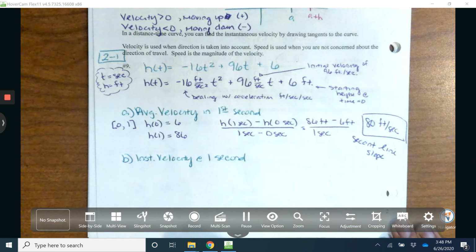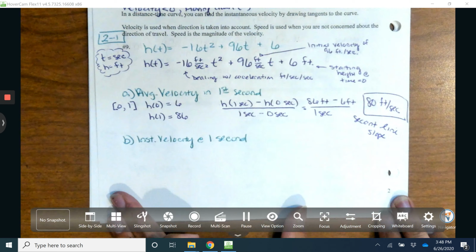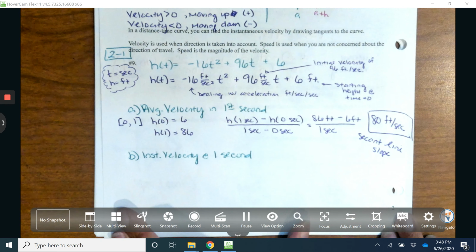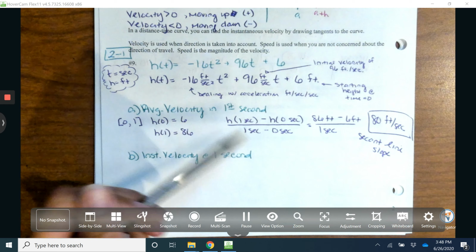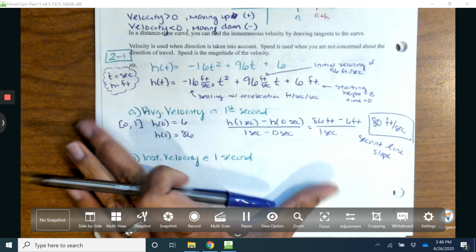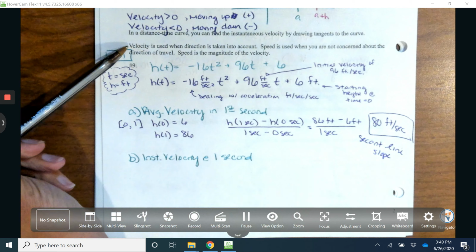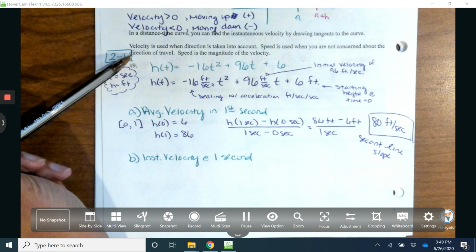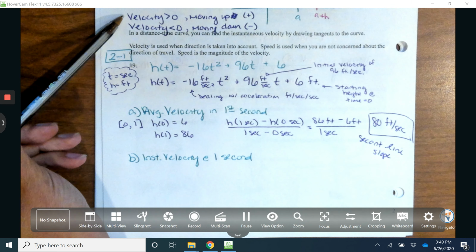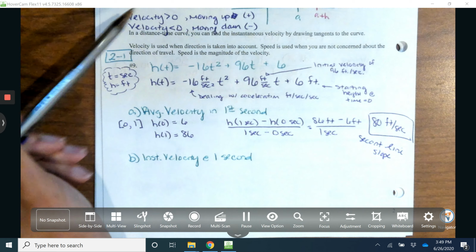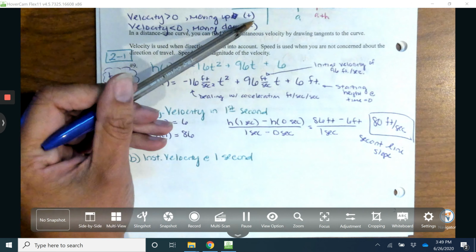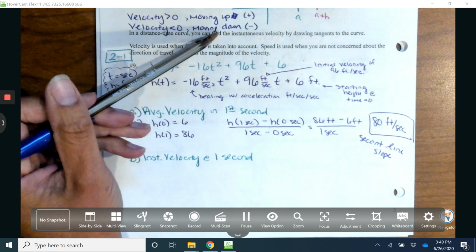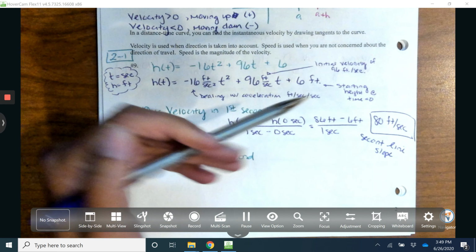Now, the other question asks us for instantaneous velocity at 1 second. Some people have questions, especially as we start talking about velocity, speed, position, all these things. There's some helpful information up here in case you didn't have a chance to look at it. Velocity is used when direction is taken into account. Speed is used only when you are not concerned about the direction of travel. Speed is the magnitude of velocity. If velocity is greater than 0, it's positive, meaning it's moving up or in the positive direction. Velocity is negative means it's moving down or in the negative direction. So we'll do lots more with velocity and position and all of that stuff.